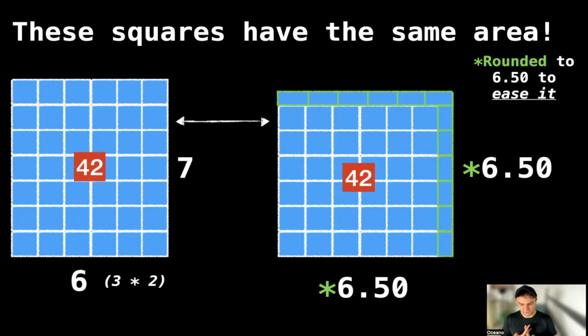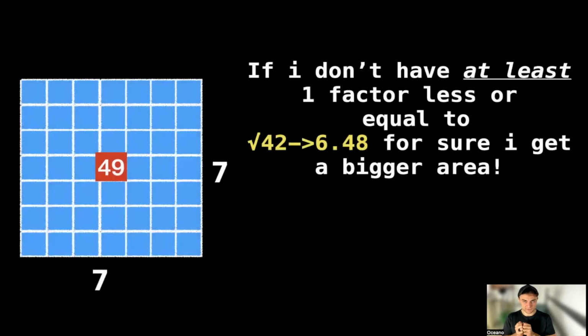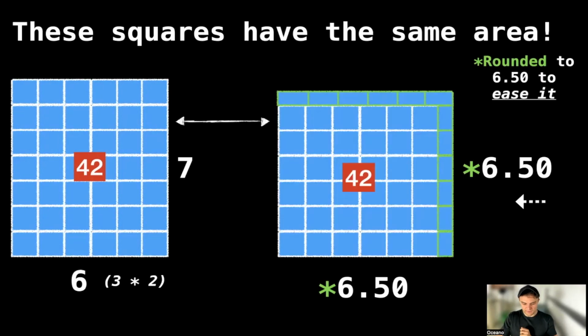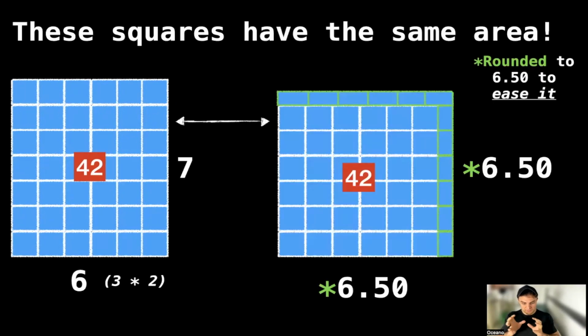So what is this trade-off that I want to convey to you? If I increase by 1 the factor, just to make it clear, you see here, I have 6 per 7 is equal to 42. And 6 is less than the square root of the value 42. And it has to be, because if I have 7 per 7, I get a bigger value. I get an overflow. I have a value that is bigger than the one the factors are trying to represent. So if I don't have at least one factor less than or equal to the square root of the value itself, I'm sure to get a bigger area. You see here, the constraint is pretty visible.